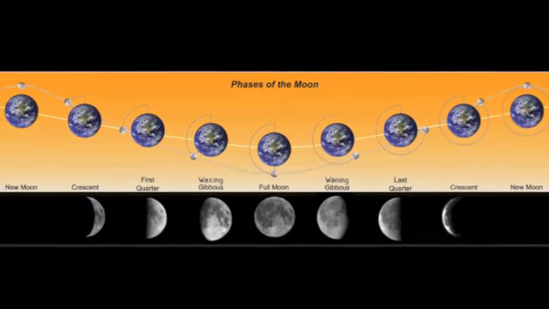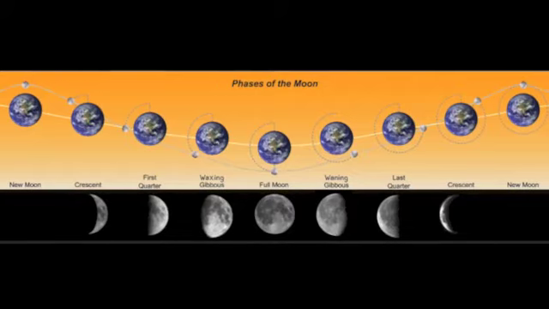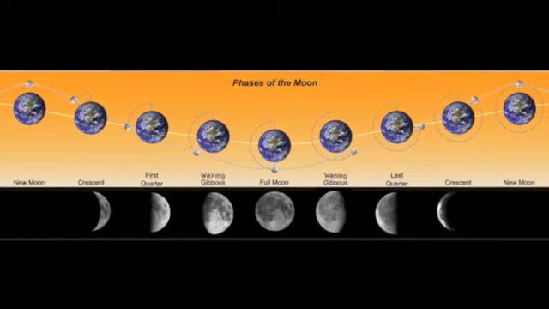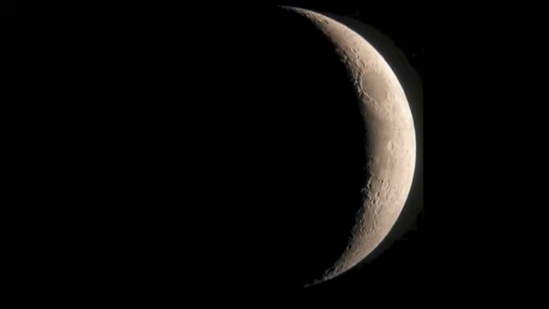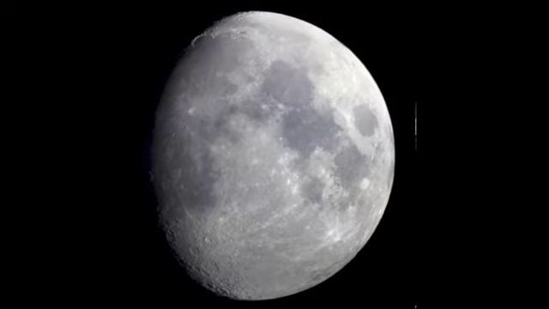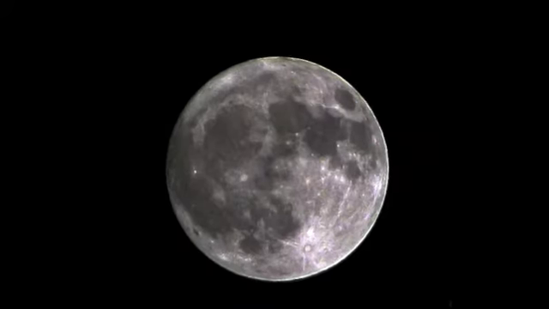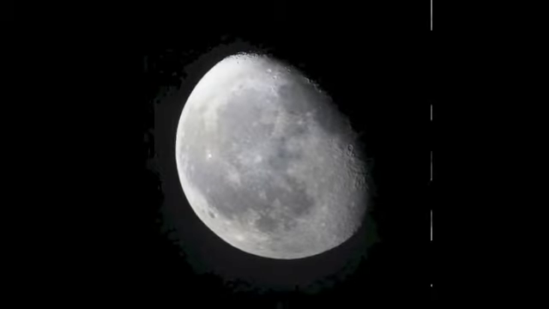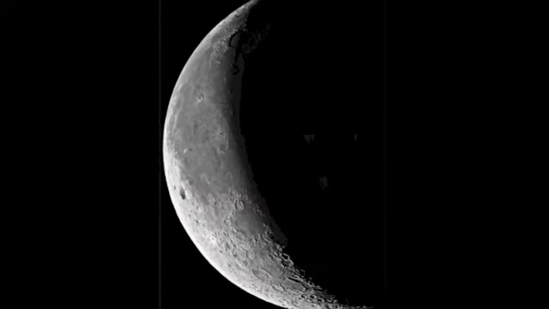This cycle lasts 28 days, the length of a lunar orbit, and these are the phase names: new moon, waxing crescent, first quarter moon, waxing gibbous, full moon, waning gibbous, third quarter moon, waning crescent, and back to new moon.